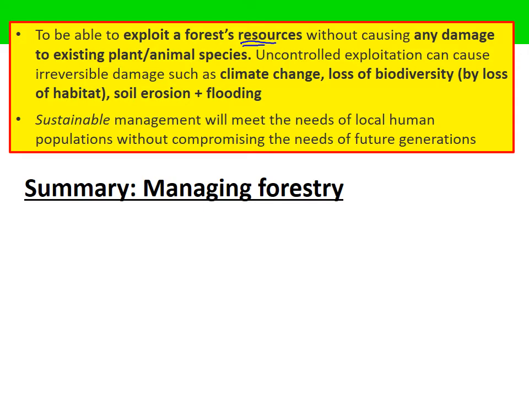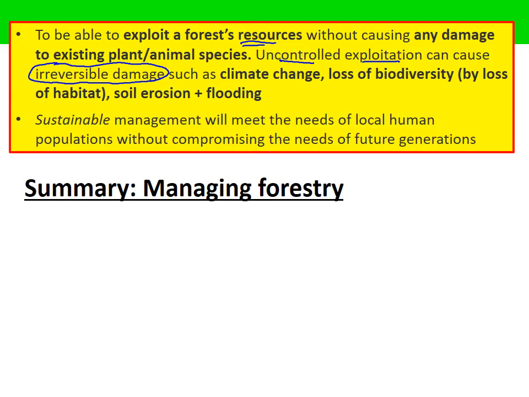So you might want to exploit a forest for wood, for timber, etc., but without causing any damage to existing plant and animal species. So it has to be sustainable. If it was uncontrolled exploitation of a forest, well, that would actually cause irreversible damage to the forest. So imagine the trees were cut down through deforestation. Well, obviously there's a lack of trees to photosynthesize, and that could result in less CO2 being absorbed, which we know increases the CO2 concentration in the atmosphere, which might contribute to climate change.